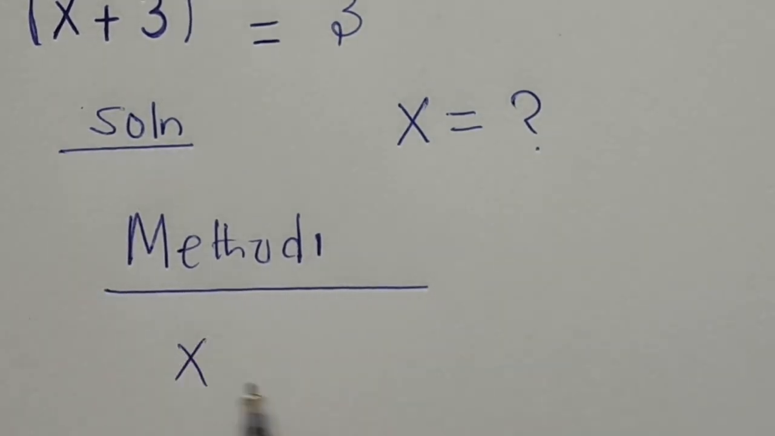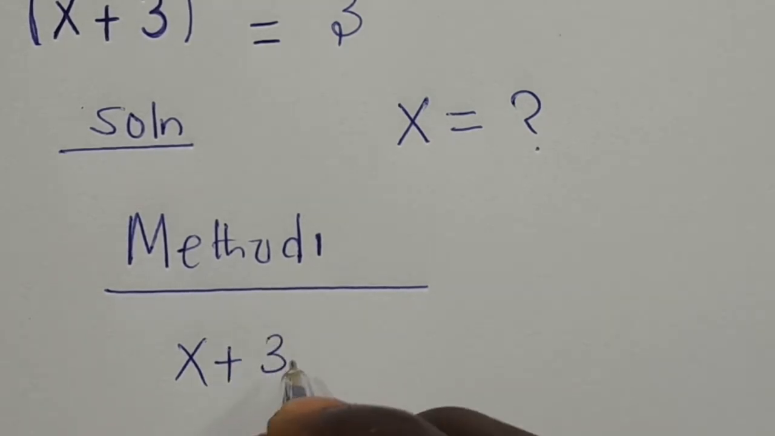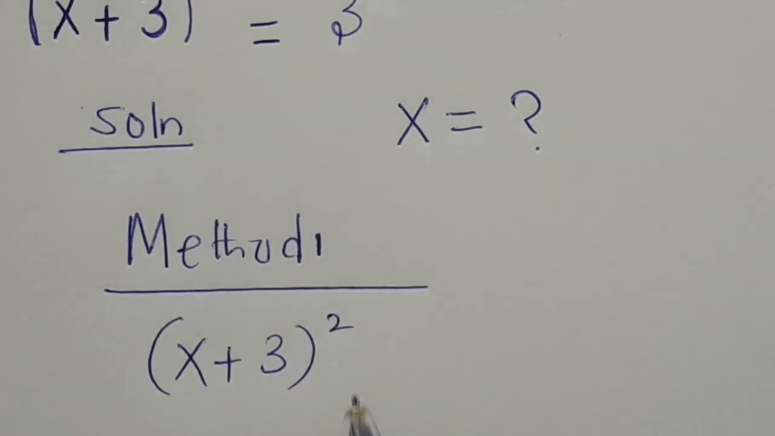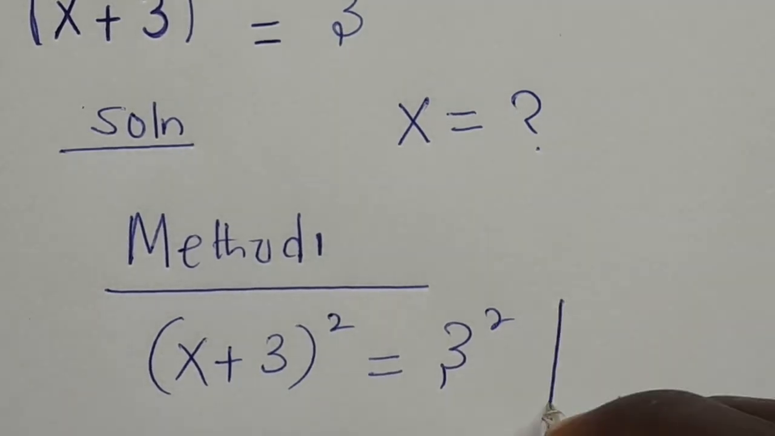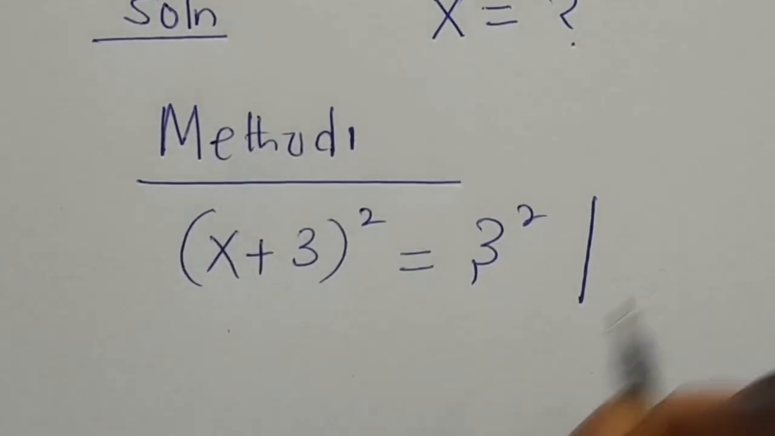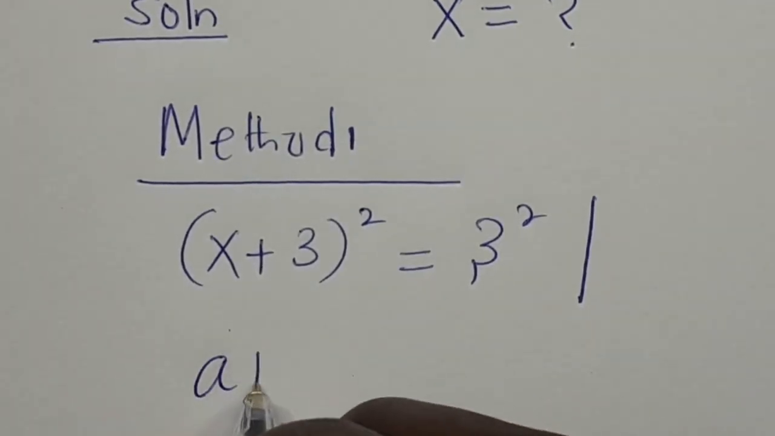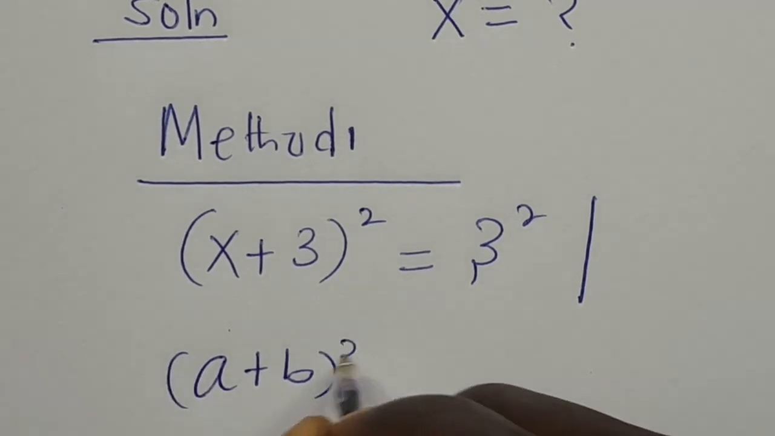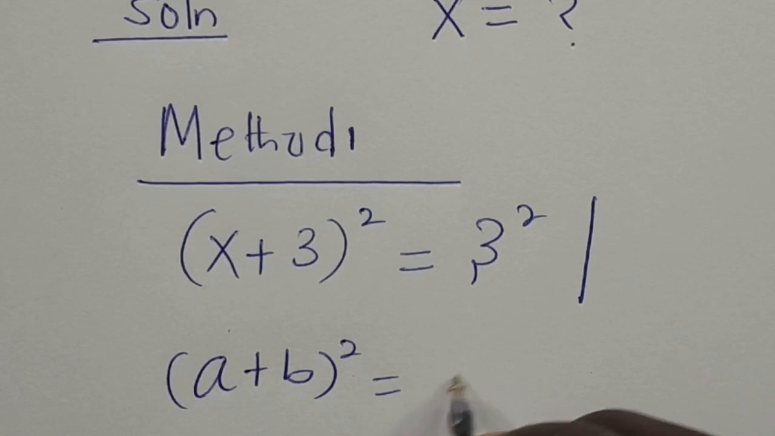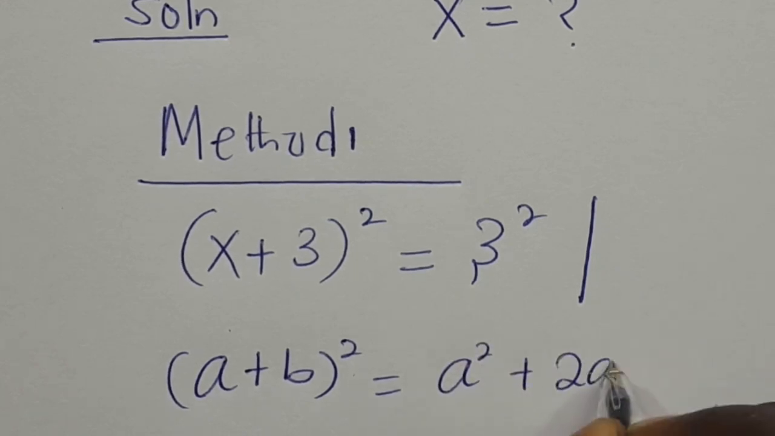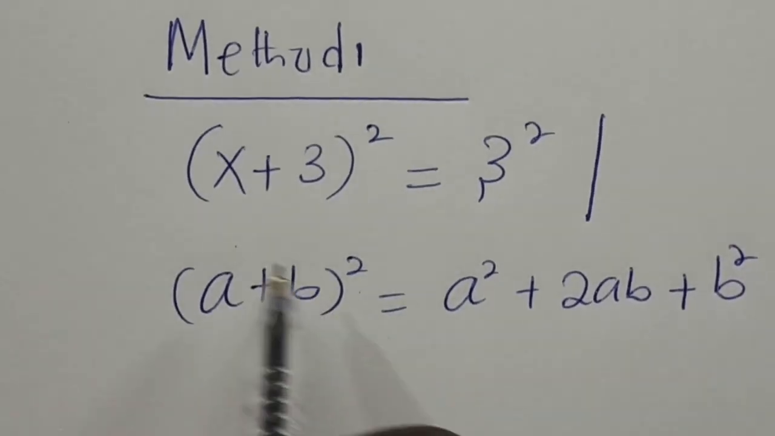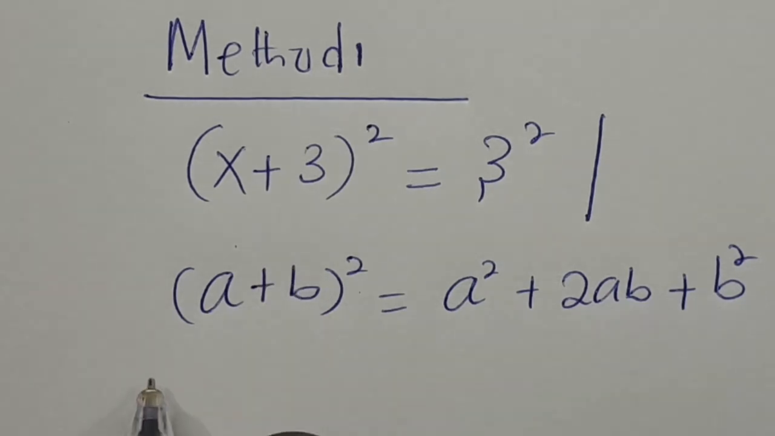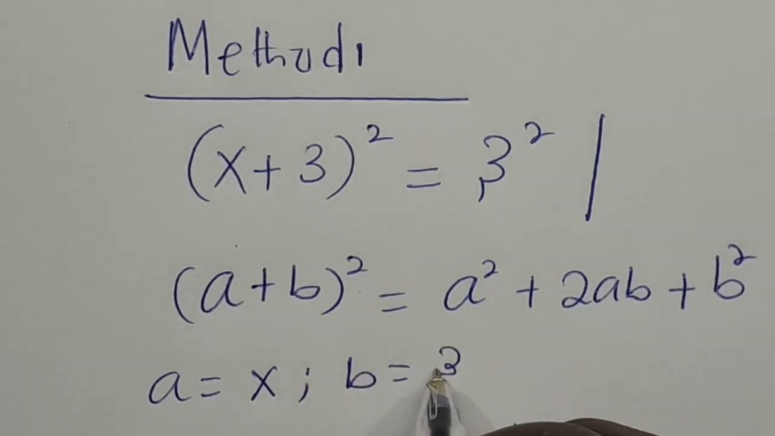From here, when you have (x + 3) squared equals 3 squared, we have to recall that when you have (a + b) squared, this always equals a squared plus 2ab plus b squared. And from the left hand side, we have our a equals x and our b equals 3.